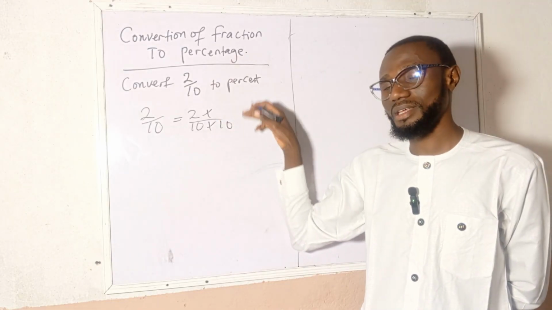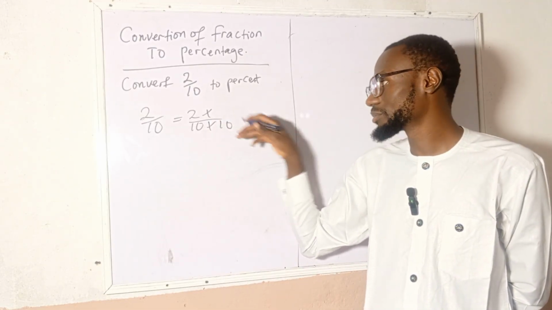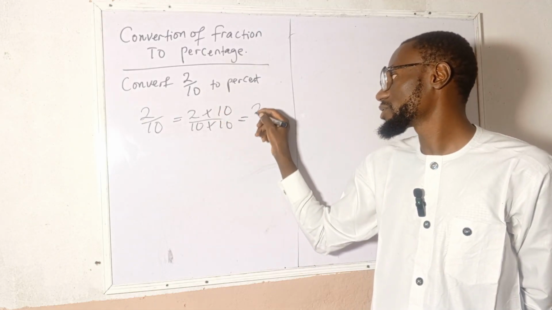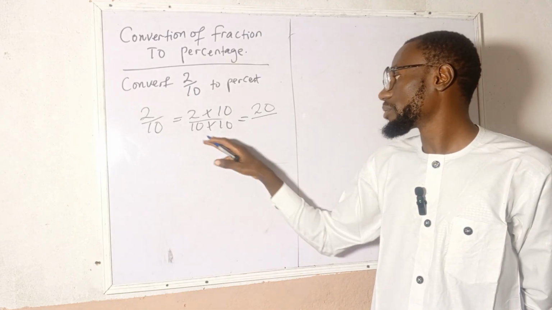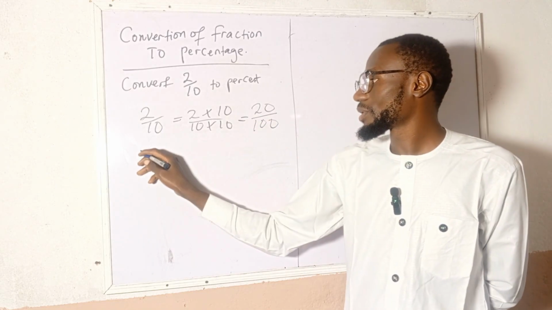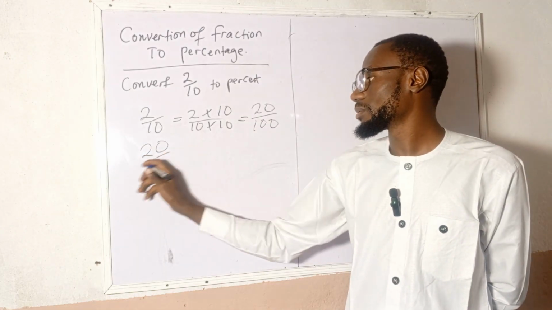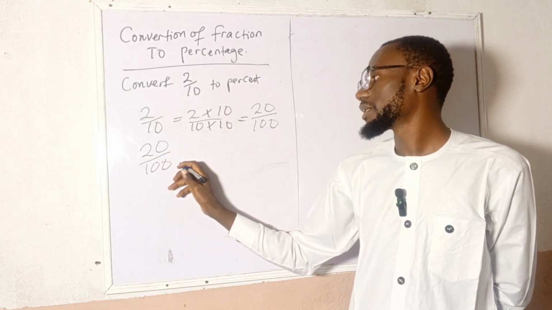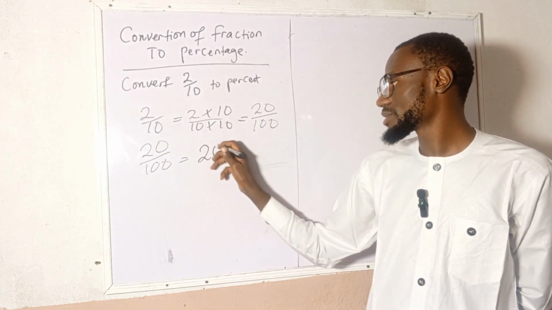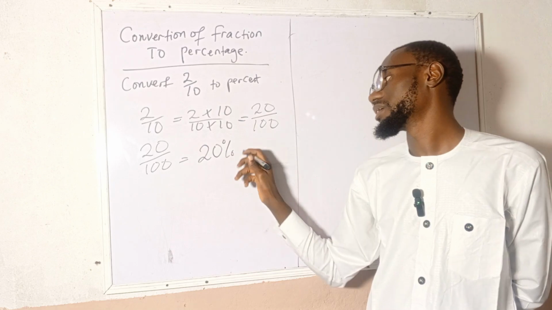You can put this 10 in both the numerator and the denominator. Here you have 2 times 10 is 20, all over 10 times 10, which is 100. Therefore, you have 20 over 100. 20 over 100 is the same thing as 20%.